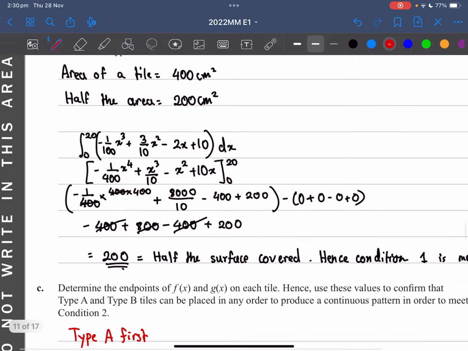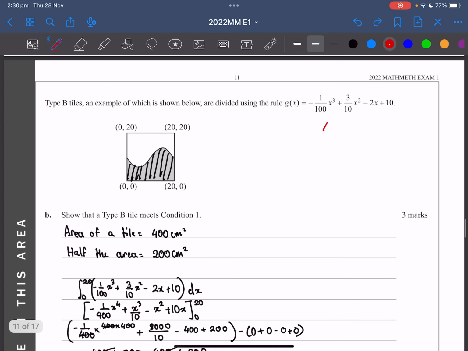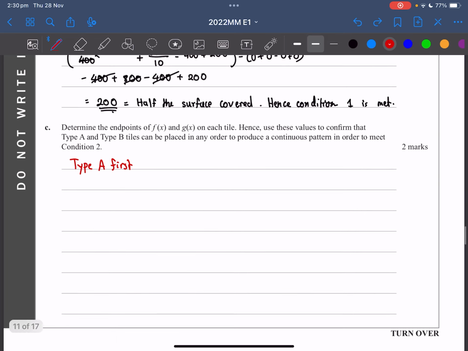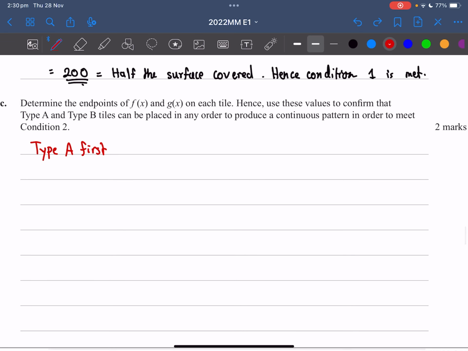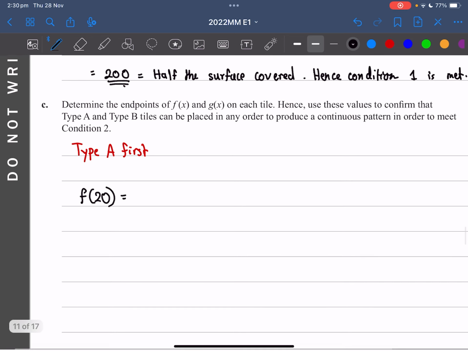So type A is the tile which involves a sine function, just that one. And type B is this over here. Okay, so let's say we are putting type A first. That would mean that f of 20, which is the ending of the tile, has to be equal to g of 0, right? Because g of 0 is the starting point of the next tile with a different pattern and different function. So let's find out what f of 20 is.